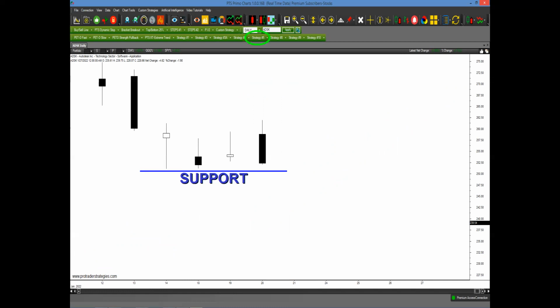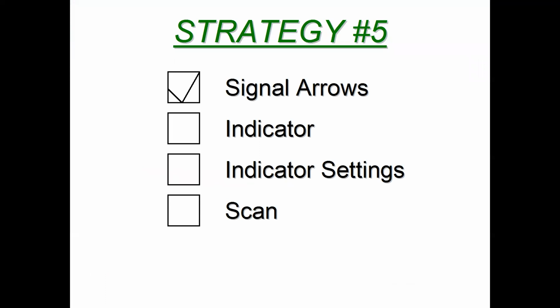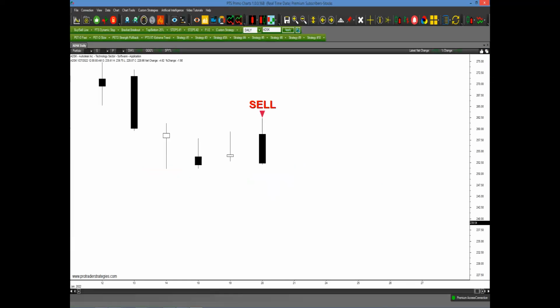What is the market telling us? Click on Strategy 5, click on signal arrows. It's actually telling you this is a high probability sell setup. But can we increase our odds for consistency? Sure, let's add the PET D. We need to see the bar right here below the arrow colored red.